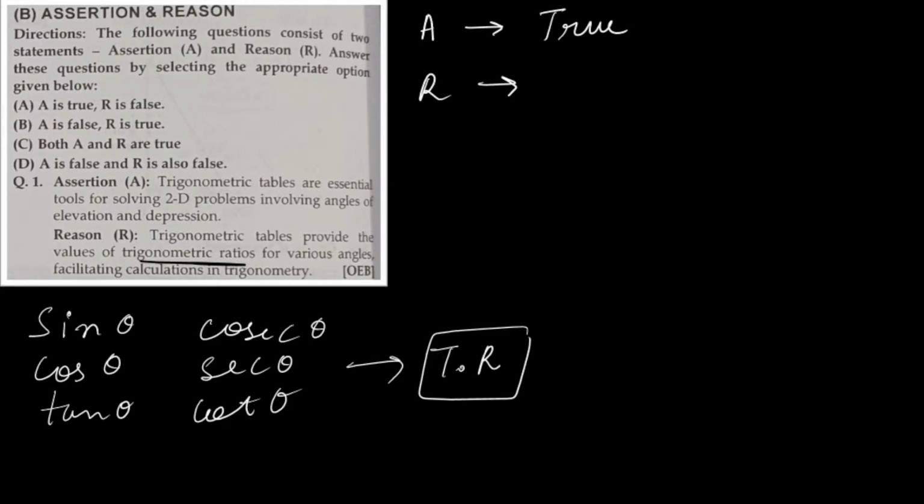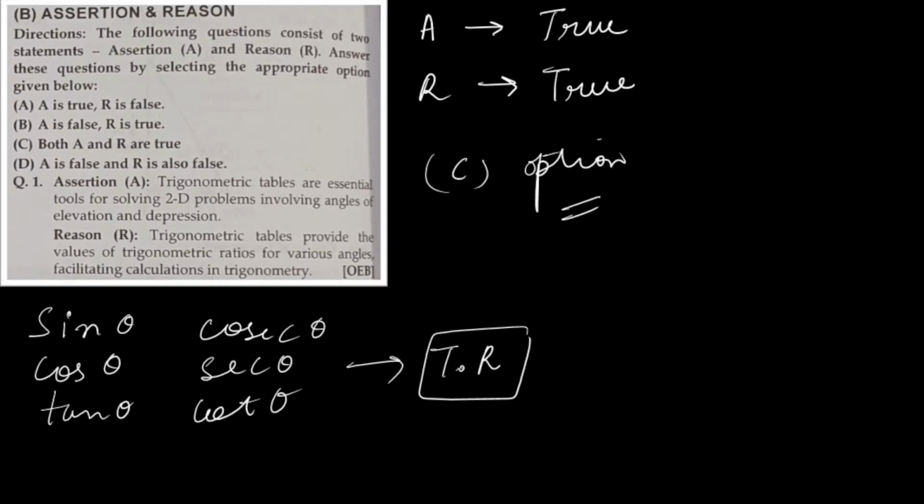Is R true or false? Do you think these tables provide us the values of trigonometric ratios? Yes, they provide. That's how you see the value and solve your calculations. Was it tan 38, sine 52? All these values these tables provide. So yes, R is also true. So that means both A and R are true. So C option is the answer. Option C. C option is the correct answer.